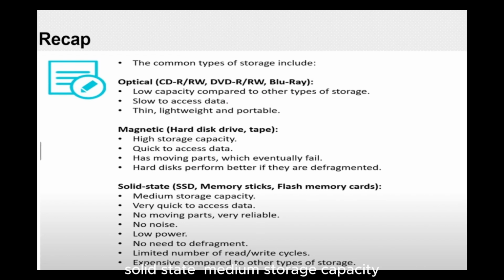Solid state has got medium storage capacity, very quick to access, no moving parts, very reliable, no noise, low power consumption, no need to defragment, limited number of read and write cycles, expensive compared to other types of storage.